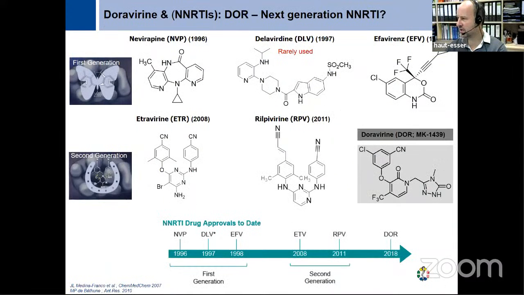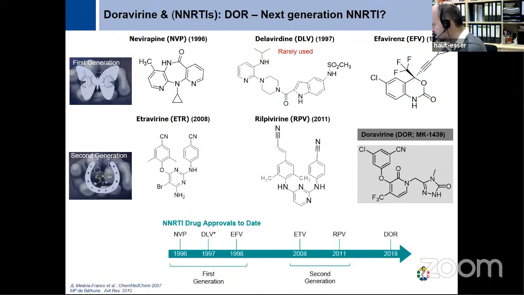If you look at the chemical structure, you can see the first generation, which, if you have virological failure, generates the K103N mutation and has this similar butterfly structure. The second generation has this structure, and doravirine, which we have known since 2018, has a different structure. So we expect that there is also a different resistance profile.